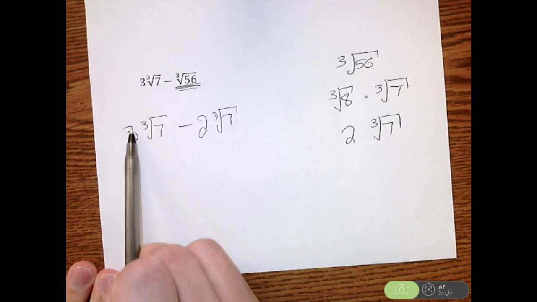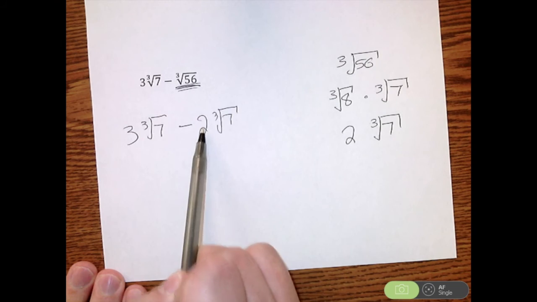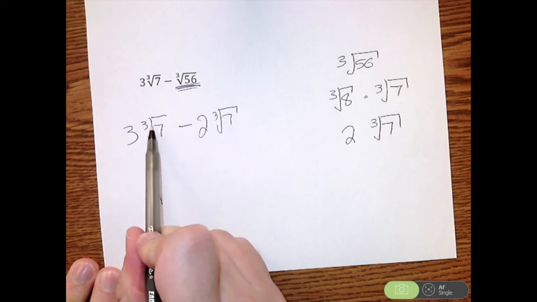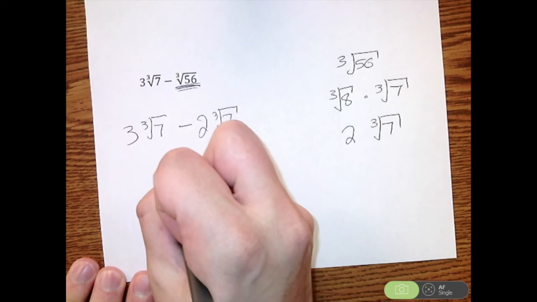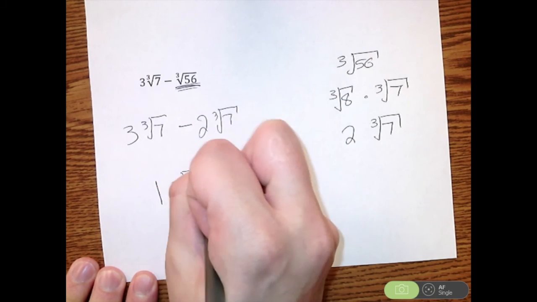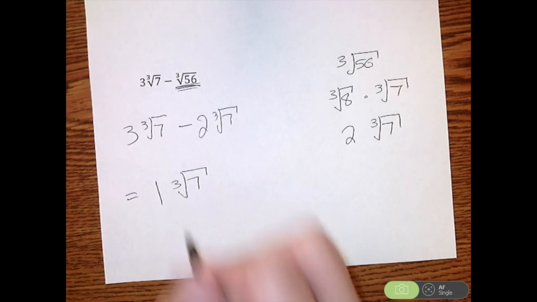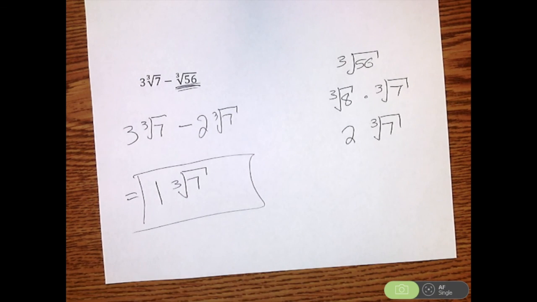So what I'm going to do is take the leading coefficients, 3 minus 2. 3 minus 2 is 1. And then we keep our roots the same. So 1 times the cube root of 7. And that would be your answer, and that is adding and subtracting radicals.